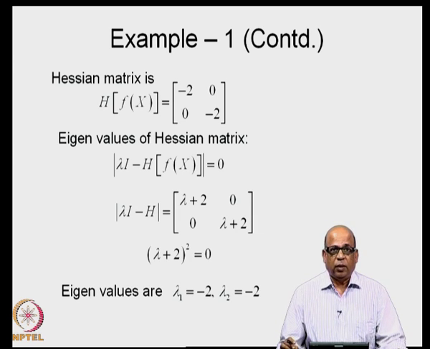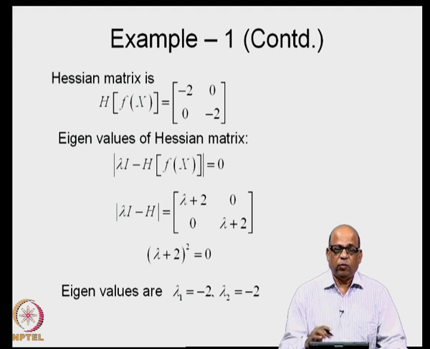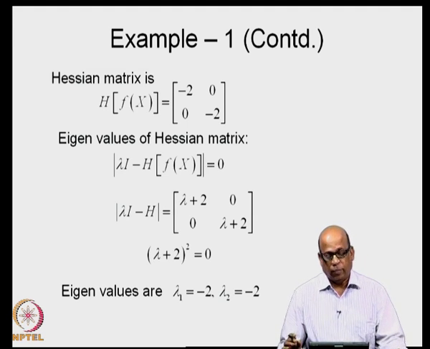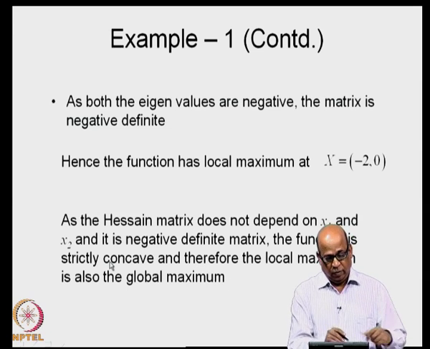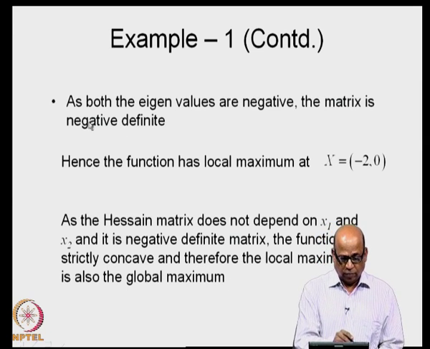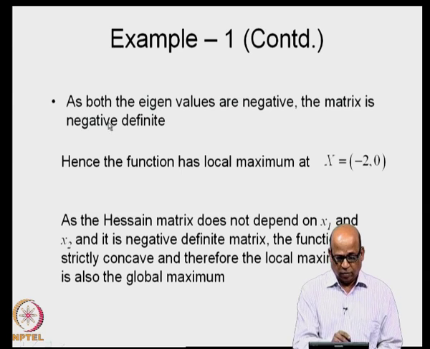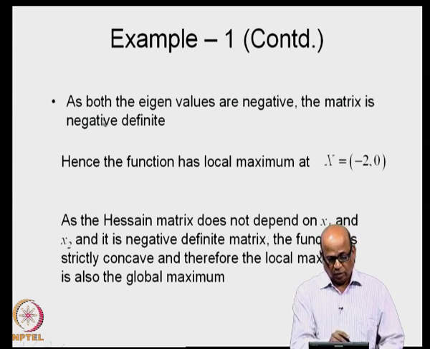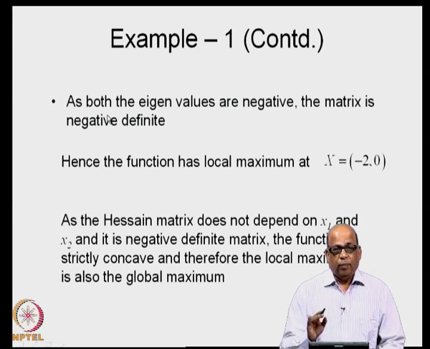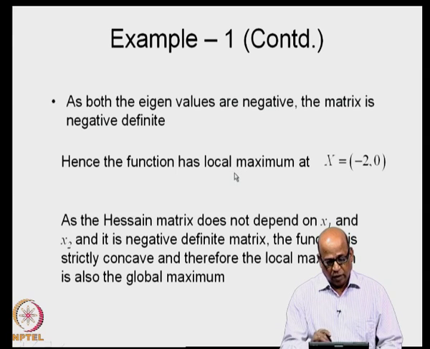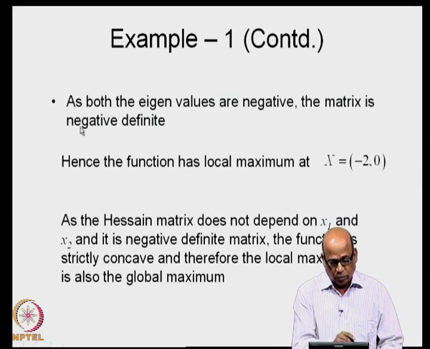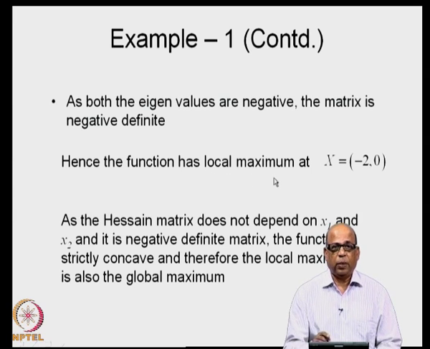This means that the local maximum that we get is also in fact the global maximum, and therefore, it is a concave function. The function is a concave function. I will just read out the whole thing now for completeness. Because both the eigenvalues are negative, first of all the matrix is negative definite, and therefore, the function has a local maximum because of negative definiteness. It corresponds to a maximum value.